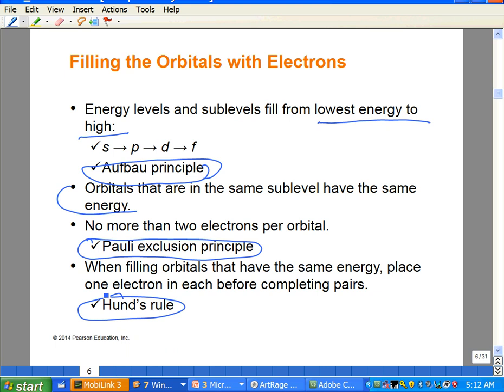Which basically tells us that when we're filling electrons in the same energy orbitals, such as in the 2p orbital, we can't just come in and start putting electrons 2 at a time. Can't do that. We have to fill 1 electron at a time in each one of these degenerate orbitals before we can come back and start pairing them up. And when we do pair them up, remember, because of the m sub s quantum number, we have to pair them in opposite spins.